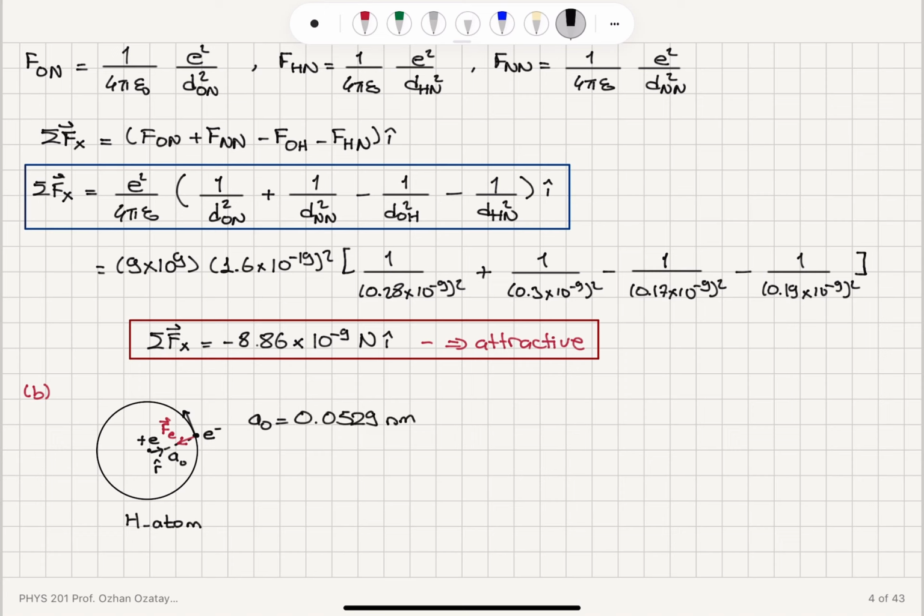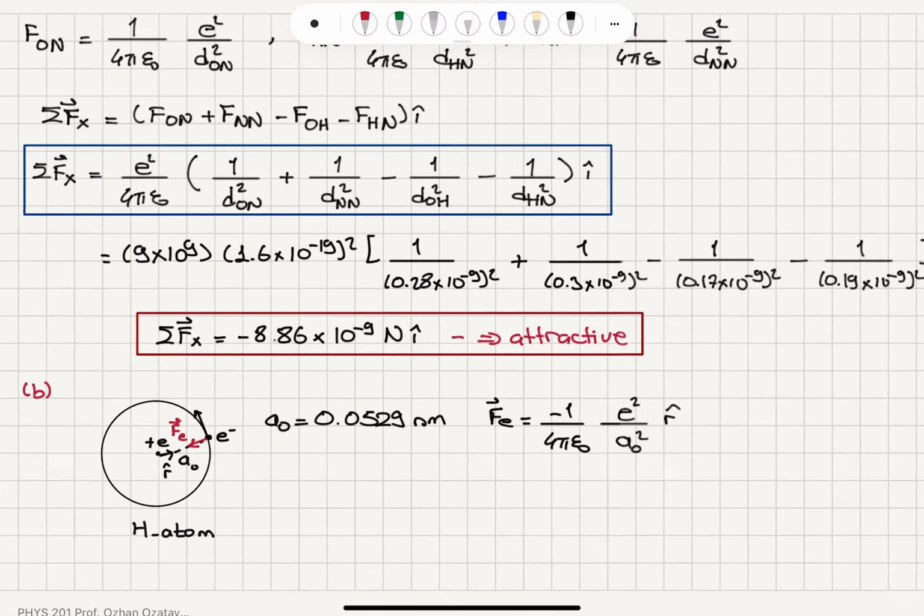0.0529 nanometers. The electrical force between the electron and the proton is minus 1 over 4 pi epsilon 0 e squared, the product of the charges, divided by the distance between them squared, a0 squared. It's in the minus r hat direction. r hat is the radially outward vector.